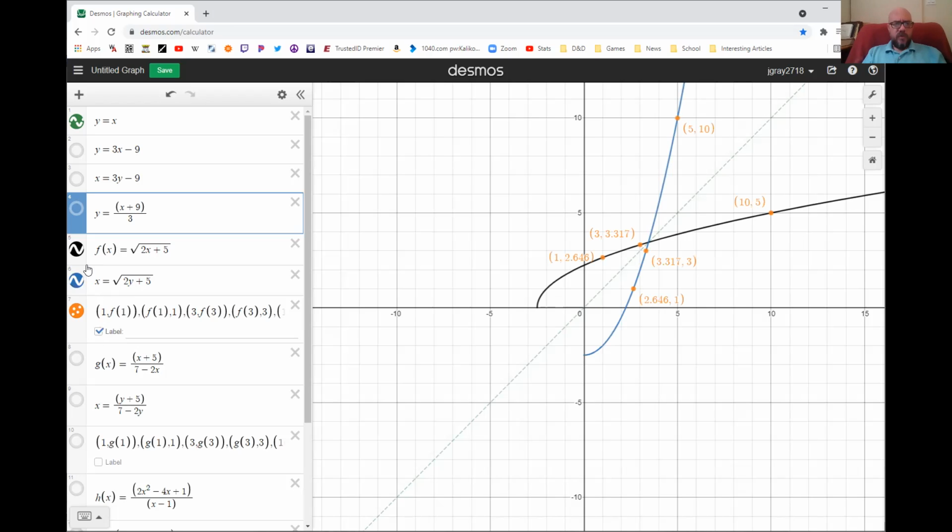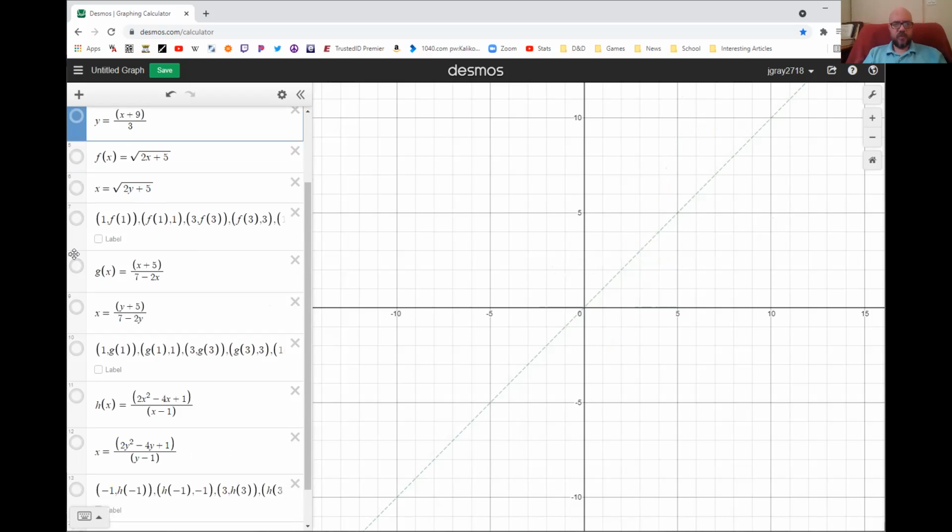And you can see that 2.646 is on f, so (2.646, 1) is on f inverse. And 3.317 is on f, so (3.317, 3) is on f inverse. And you can see the points all kind of define this function. Similar for the other one, right? (10, 5) is on f, so (5, 10) is on f inverse. Right, and so on for the other functions too.